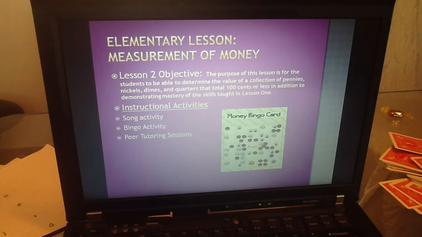For lesson 2, I quickly reviewed the concepts from lesson 1, and we got right into the games. In this lesson, students listened to a collection of songs that teach about measurement of money. Students also played money bingo. Who knew that first graders could be so competitive?